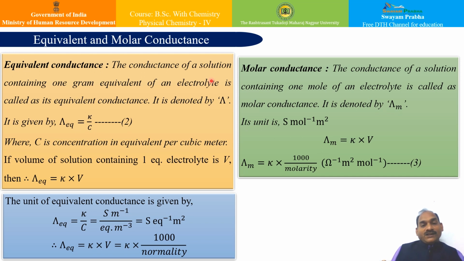So the equivalent conductance is the conductance of a solution containing 1 gram equivalent of an electrolyte, and it is called the equivalent conductance. It is denoted by capital lambda, the Greek letter, with the subscript equivalent, and it is given by lambda equivalent is equal to kappa upon C, where C is the concentration in equivalent per cubic meter. So now if the volume of solution containing one equivalent of electrolyte is V, then the equivalent conductance is kappa into V.